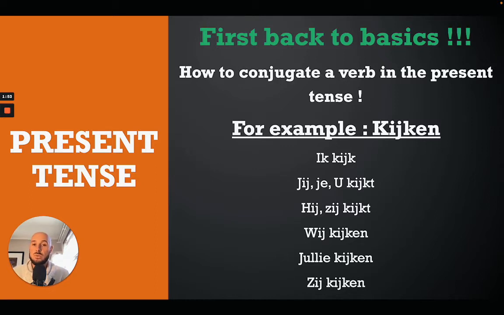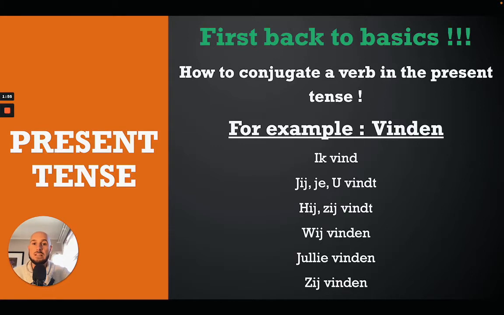Alright, so now we refreshed our memories and we go to the second slide. And the second slide is how to conjugate a verb in the present tense, but now a verb with the base ending on D. So same thing, we take away en, our base is vind, ending with a D, and then ik vind, jij, je, u vindt, hij, zij vindt, wij vinden, jullie vinden, en zij vinden. That's it. So again, we've got that D as our base, but according to the rule, in the second and the third form singular, we have to add a T. Alright, so far so good.